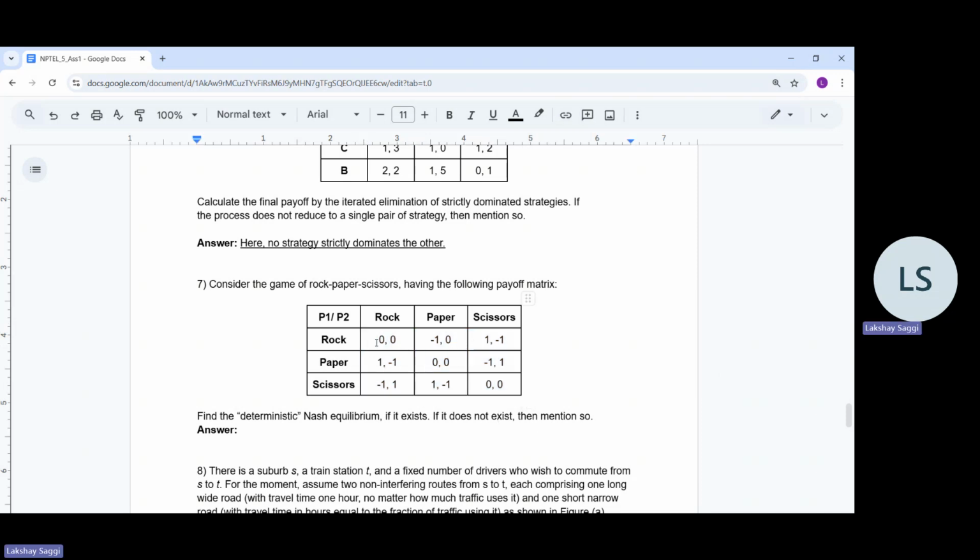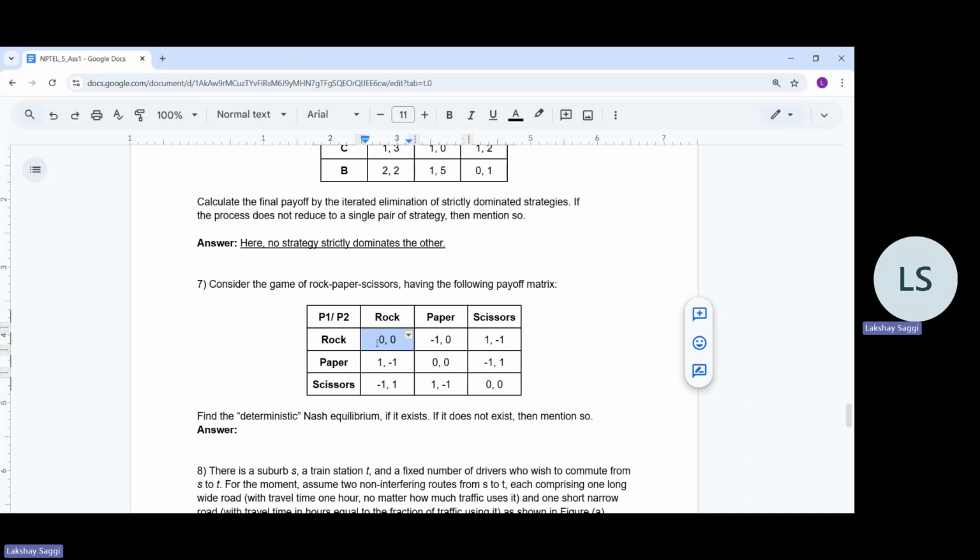So let's just see here. Consider the scenario where player one chooses rock and player two also chooses rock. Note that it will be kind of symmetrical: if player one chooses paper and player two chooses rock, it will be similar to player one choosing rock and player two choosing paper. These will be similar, just with signs reversed. Nevertheless, let's see this. If both players choose rock, is this a deterministic Nash equilibrium?